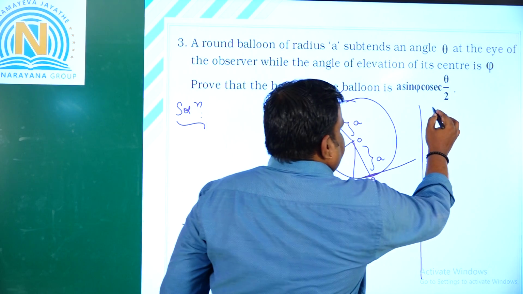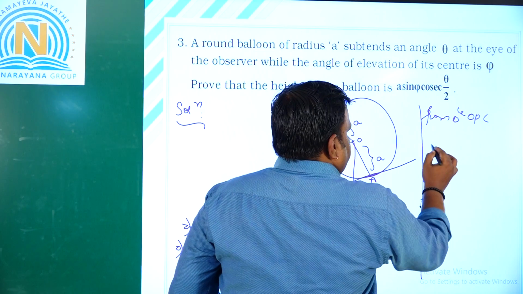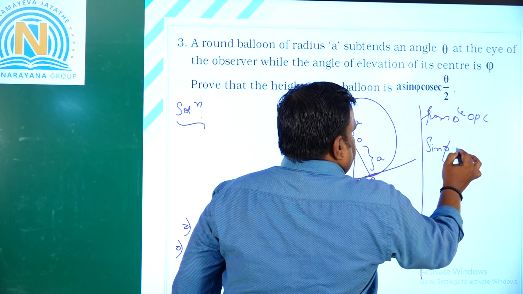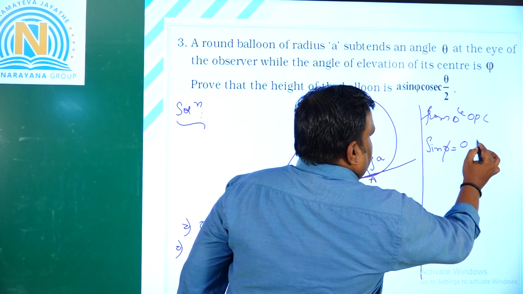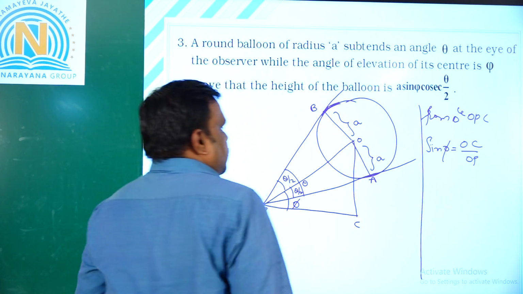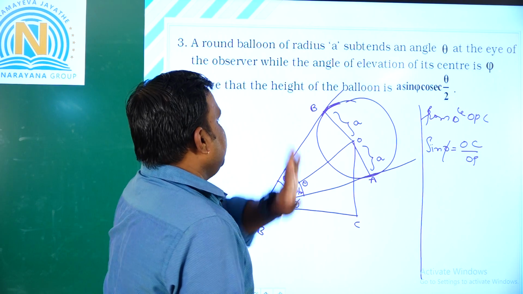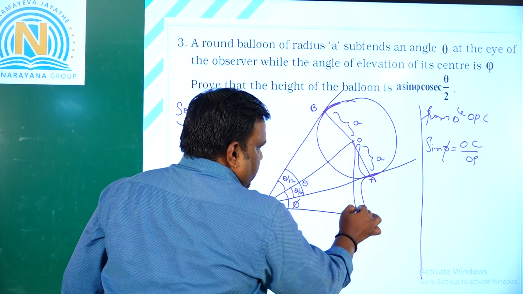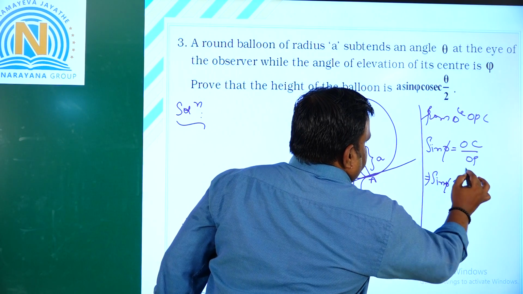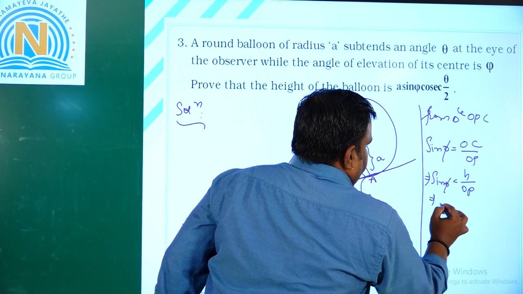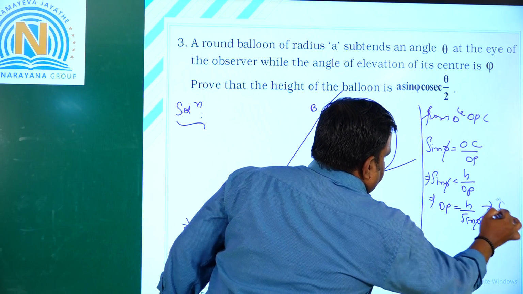From triangle OPC, sin phi is equal to OC by OP. You have to prove the height of the balloon. So this is the height of the balloon, let us name it as h. From here sin phi is equal to OC, which is h, by OP. From here OP is equal to h by sin phi. Name this as the first equation.